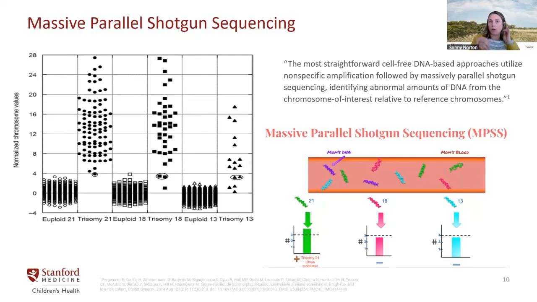So if we find all of the fragments of DNA for chromosome 13, 18, 21, and there is more for chromosome 21 than the other two, then we are suspicious of an extra chromosome.